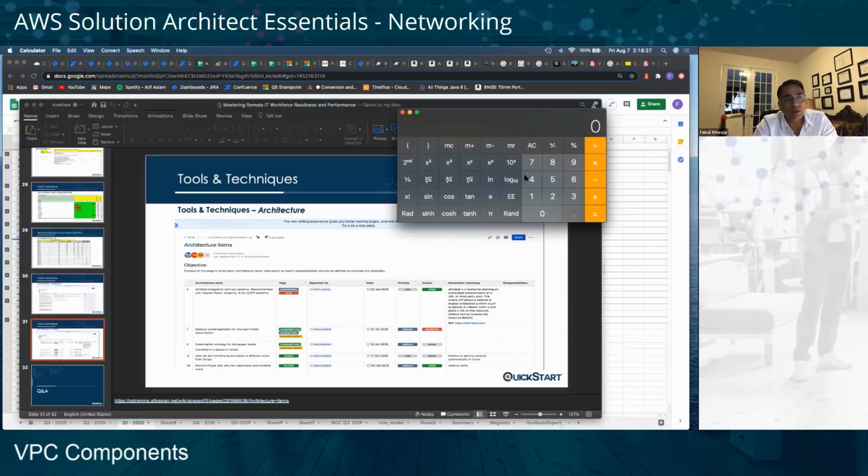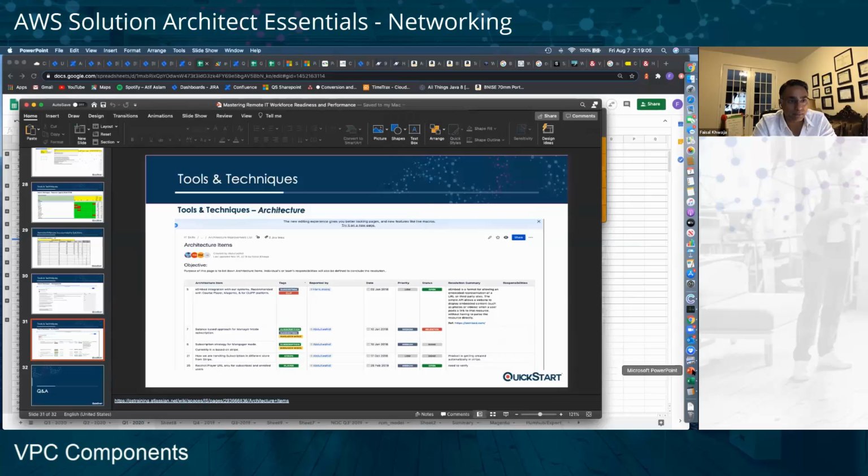Now, if you want to limit it to a smaller block of IP addresses, let's say you say 10.0.0.0/24. The way you find out how many IP addresses can be assigned in that VPC would be 32 minus 24. So it's 8. And then you take 2 to the power 8. So you get 256 IPs that can be defined in that VPC. Okay, that's how you find out what IP address range you will get when you define the VPC address range.